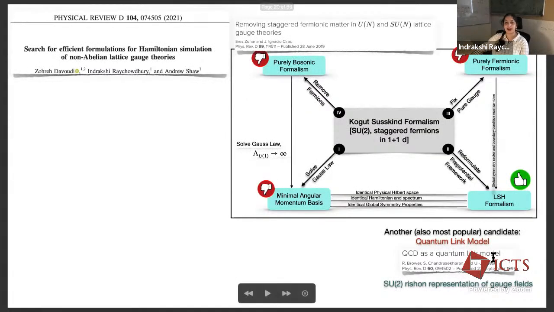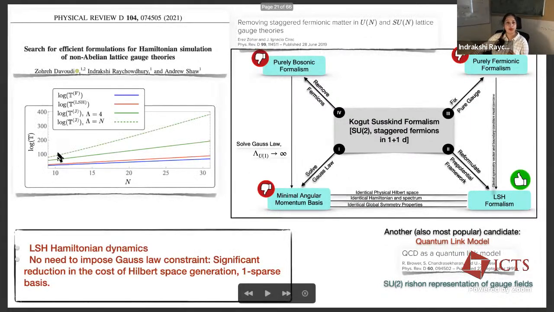We have started from the Kogut-Susskind Hamiltonian and looked at several different basis choices or reformulations of the same that have been achieved recently and are also being used by several groups. However, from the analysis that we have performed, we have found that one particular framework is preferred. If you look at the computational cost, this red line shows the computational cost for the Loop-String-Hadron framework for a Hamiltonian simulation.